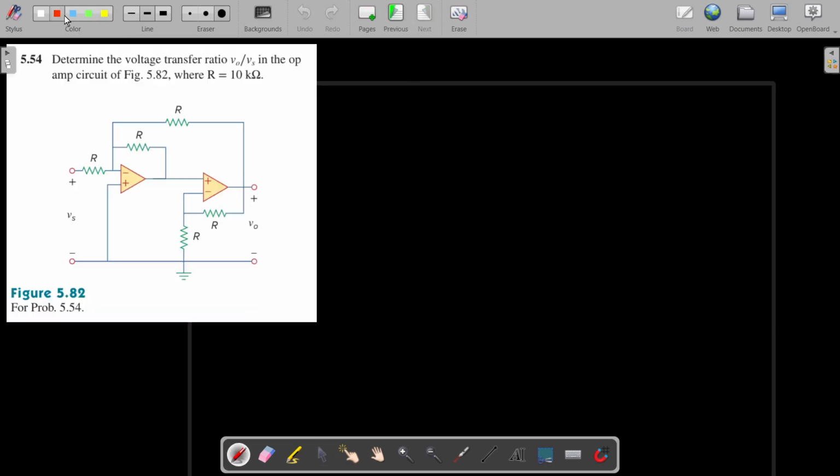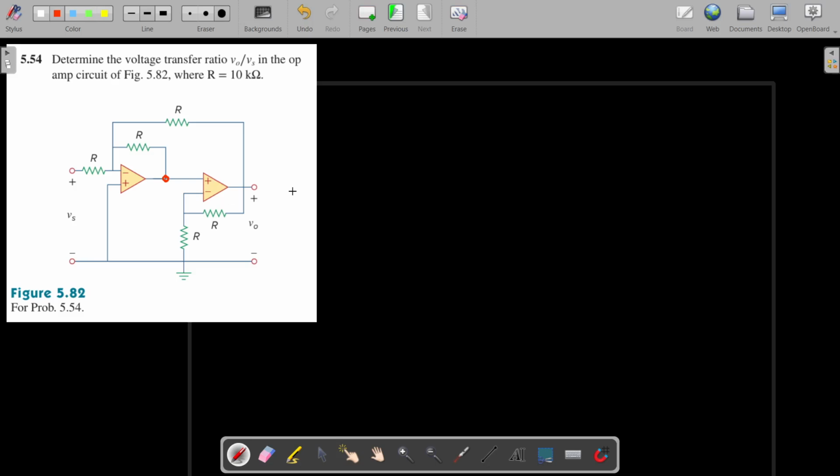Look at this problem. Here this is your input and you have R values available as 10 kilo ohm. This is the output of the first stage and this is the output of the final stage, and the output is V naught. We are asked to find the voltage transfer ratio V naught by Vi.